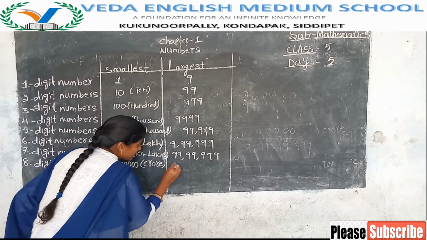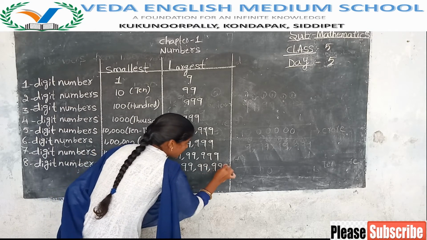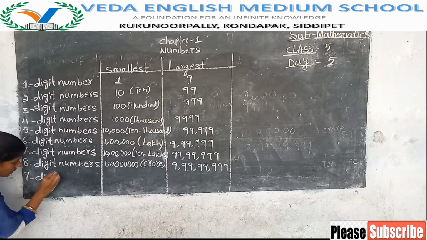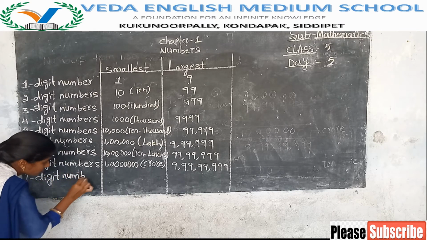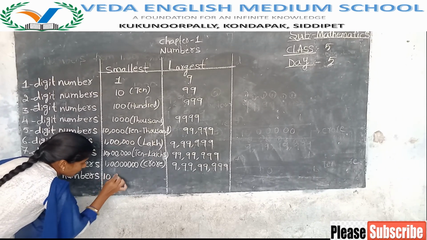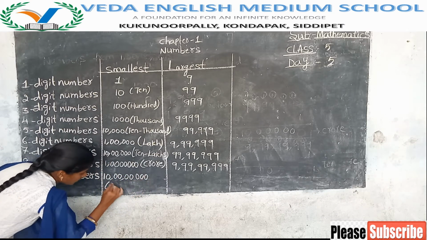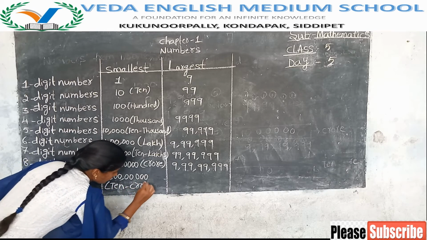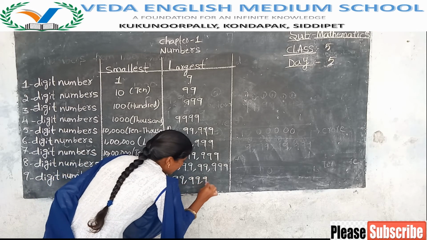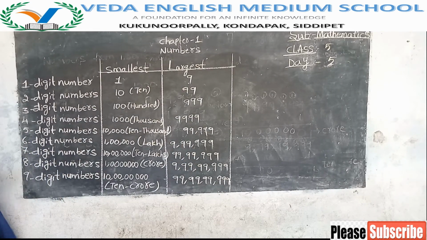The largest 8 digit number is 9 crores 99 lakhs 99,999. Then the last is 9-digit numbers. The 9-digit smallest number is 10 crores. The 9-digit largest number is 99 crores, 99 lakhs, 99,999. These are the numbers from 1 digit to 9 digits.